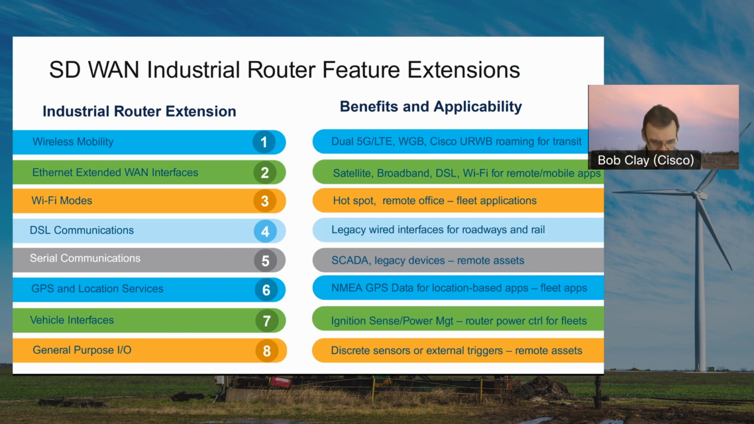Again, I mentioned workgroup bridge can be used as a way to backhaul. We can even set up a hotspot in the industrial router through SD-WAN. We can handle DSL communications, the serial communications with SCADA protocols. That's definitely something that's unique to this part of the network. And so those features are added into SD-WAN. And then I mentioned the vehicle interfaces, ignition sense, and power management. Those can be managed through SD-WAN, as well as general purpose IO ports.